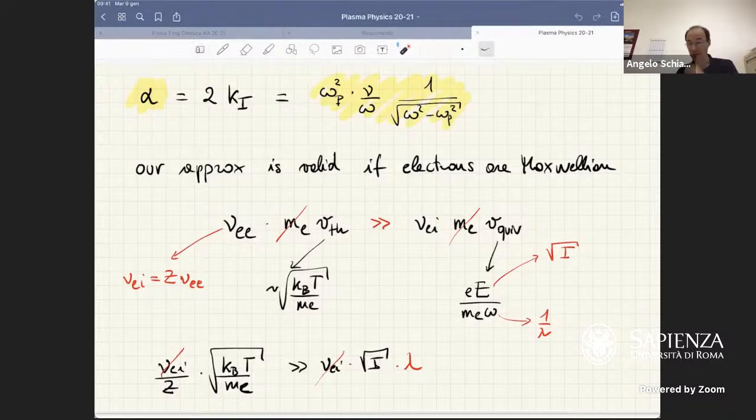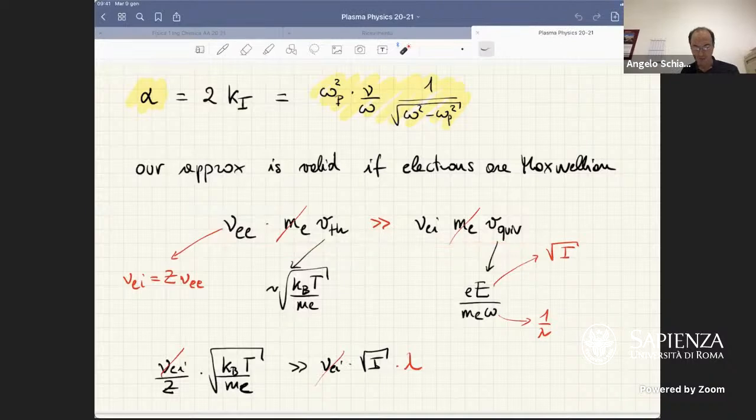So we have to guarantee that we are still in a regime where the electrons have time to relax towards a Maxwellian distribution, whilst they are acquiring momentum and energy from the electromagnetic wave. And this is exactly the requirement.